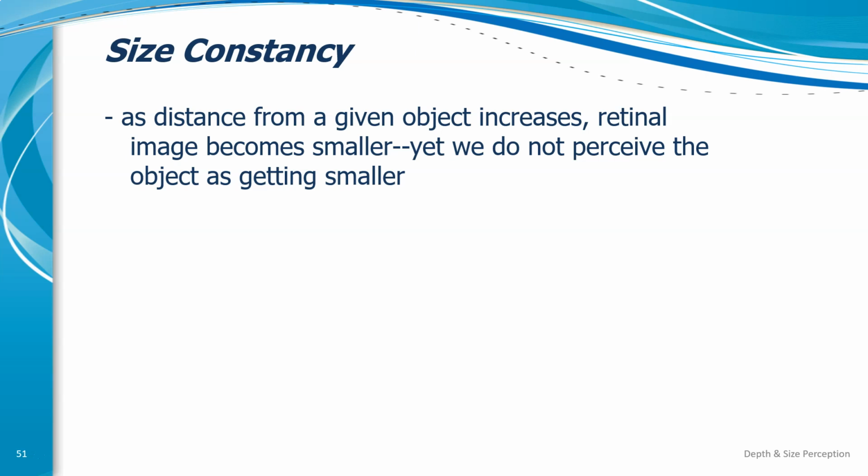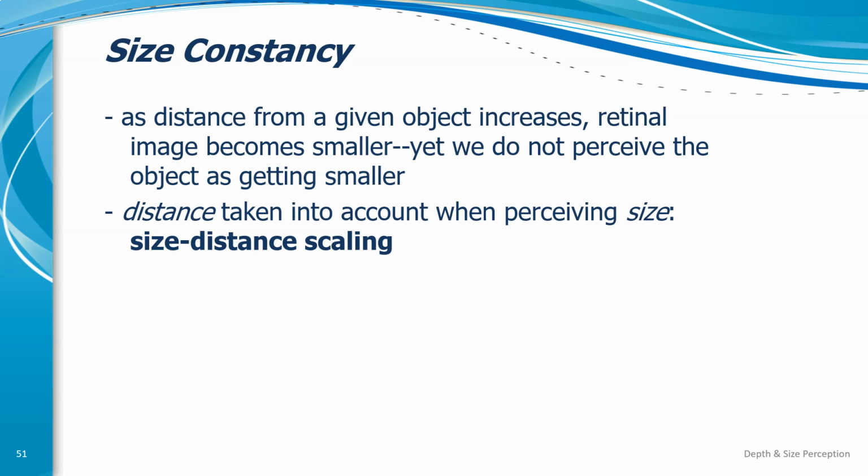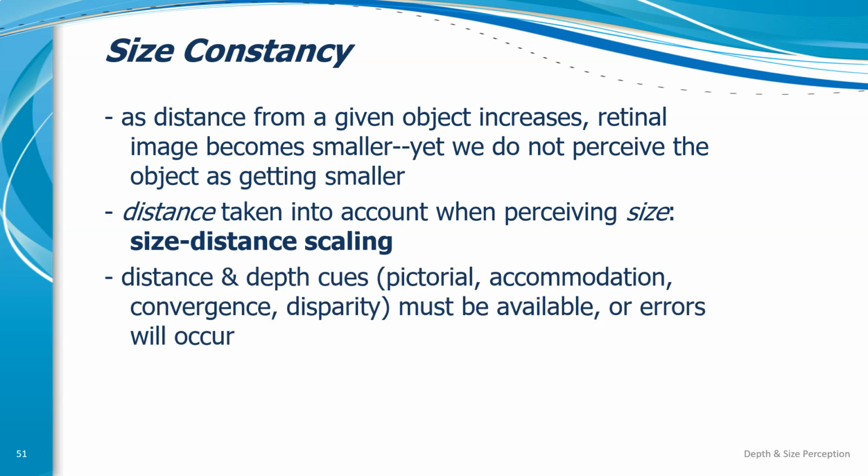Even though the size of his image on my retina is getting smaller, because I also can see that his distance from me is increasing. So somehow my visual system takes both of these pieces of information into account. This is called size-distance scaling. Now we have to have information about distance, or our perception of size is completely out of whack, as Holloway and Boring showed.